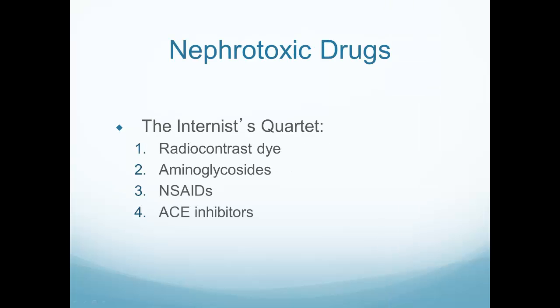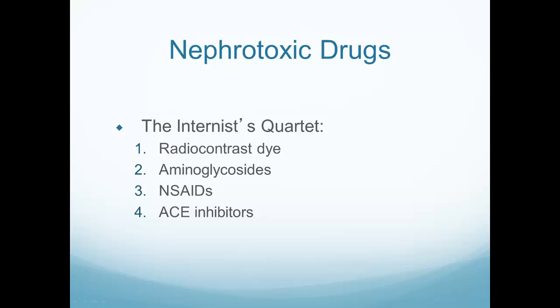Although there are many, many different drugs that can cause the patient to have an intrinsic type of nephrotoxicity, we think of these in terms of the internus quartet. So these are the four most common types of medications that can cause damage to a patient's kidneys. Those are going to be radiocontrast dye. So this happens over in the x-ray department. They're going to send the patient for a CT scan, and they put radio contrast dye in to help light up some of the organs so that we can better see what stuff is there. Unfortunately, that dye also has to go through the kidneys and be excreted, and that can cause damage to the kidneys on its way out.